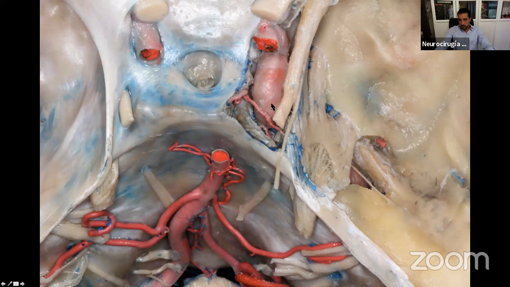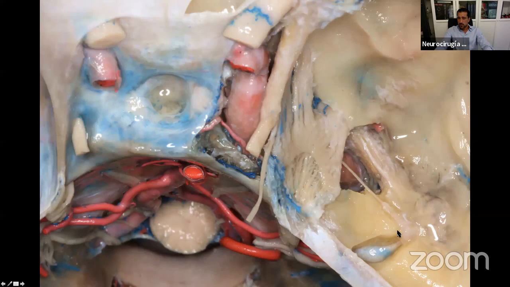If the geniculate ganglion is here, and now we zoom out to identify the nerves in the posterior fossa, 7 and 8, and the ICA looping close to the internal acoustic meatus, we can imagine how the nerves are running deep inside the petrous bone, so we can drill and identify the dura of the internal acoustic meatus, geniculate ganglion.